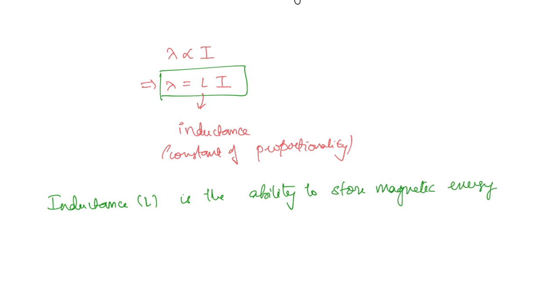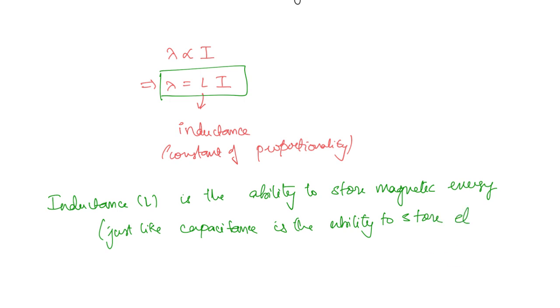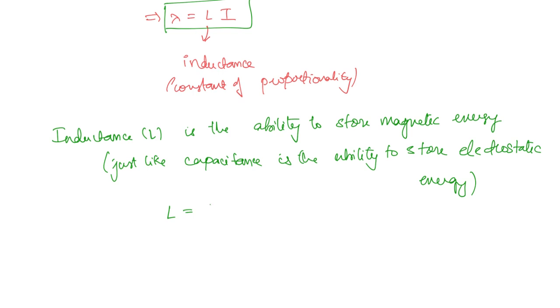Just like in the case of a capacitor, the more the capacitance, the more charge can be stored. More charge stored means that there is more electrostatic energy. So just like capacitance is the ability to store electrostatic energy, L we can write, from the previous expression, as the flux linkage divided by the current, or we can further write it as N phi by I. And the unit of the inductance is Henry.